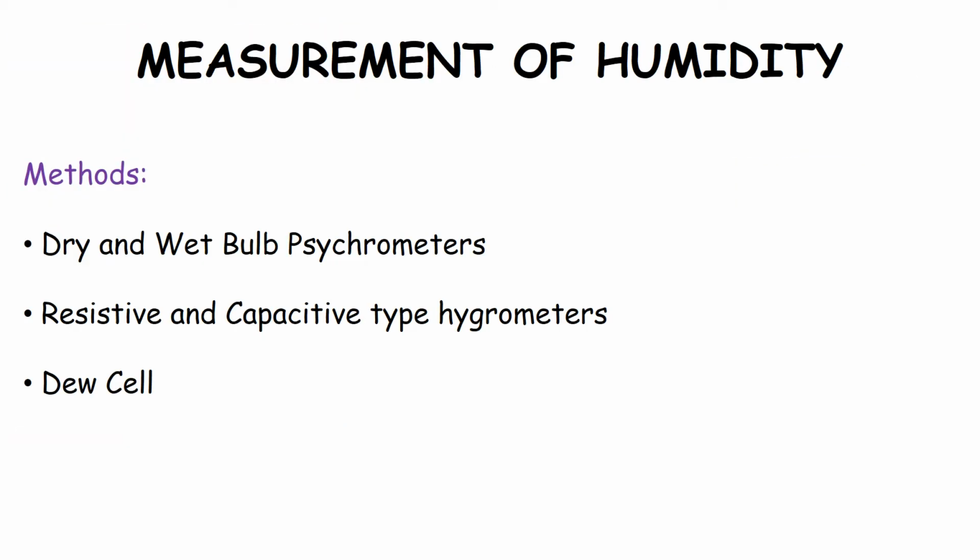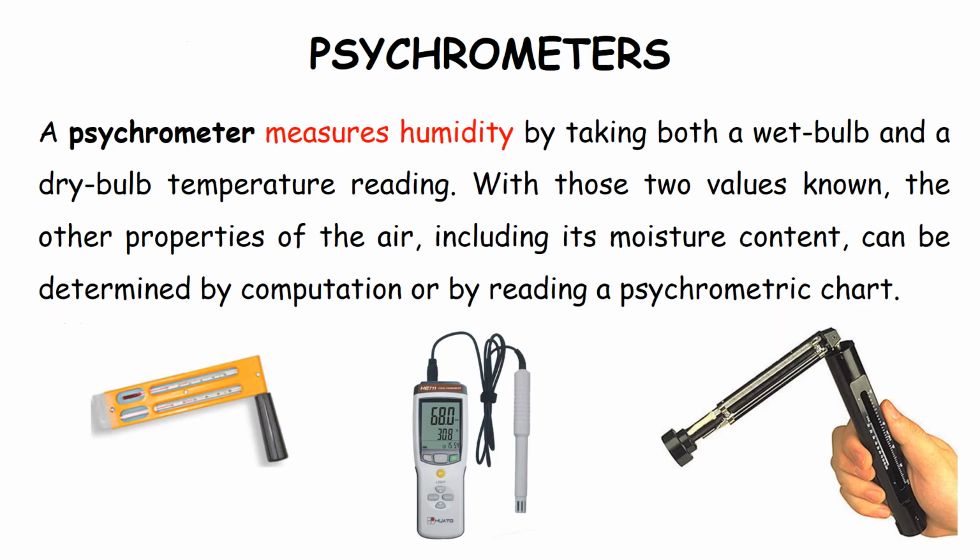Moving on to the measurement of humidity, you have three major methods. The first is dry and wet bulb psychrometers. Second is resistive and capacitive type hygrometers, and the third is dew cell. Yes, let's start with the psychrometers.